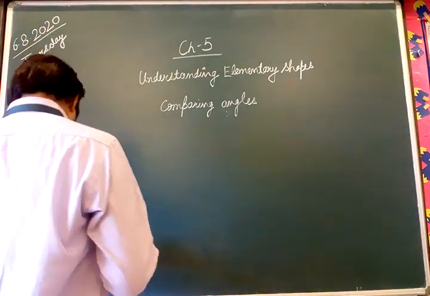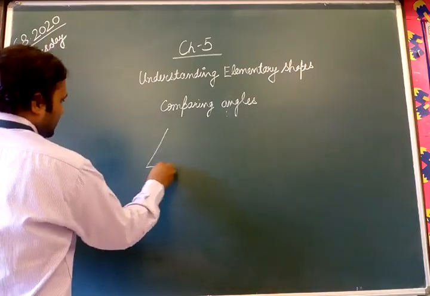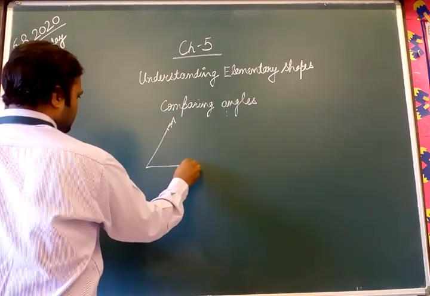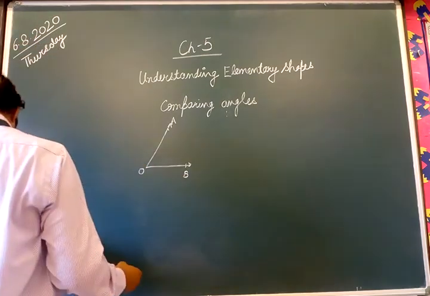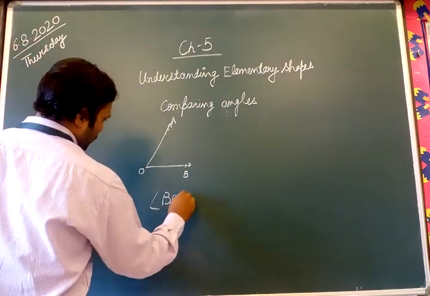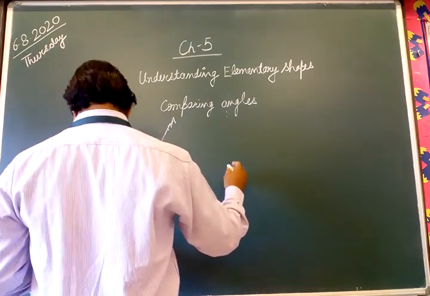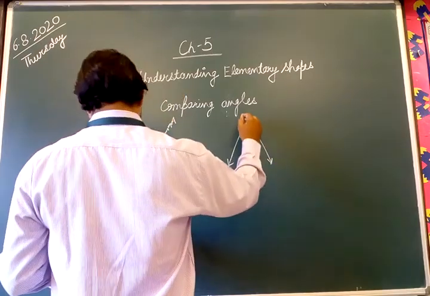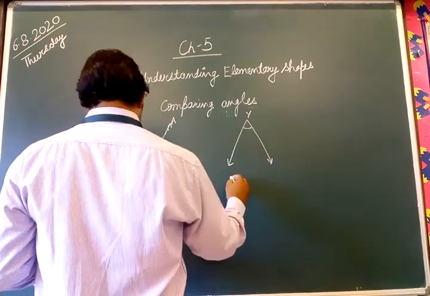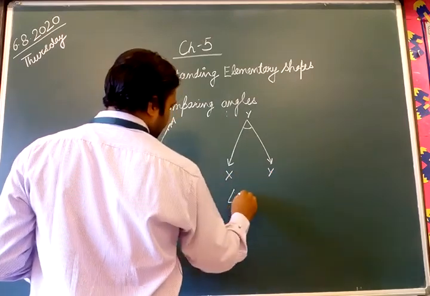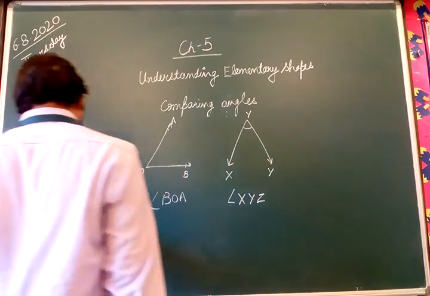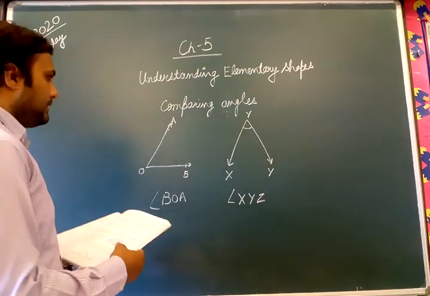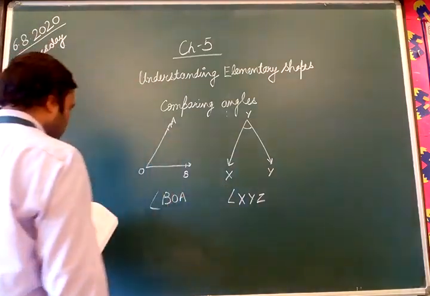So in front of us, you have two angles. Angle BOA is there, and angle XYZ. This is the two angles by which you can compare. Angle XYZ on the trace paper. Place the XYZ on the BOA.